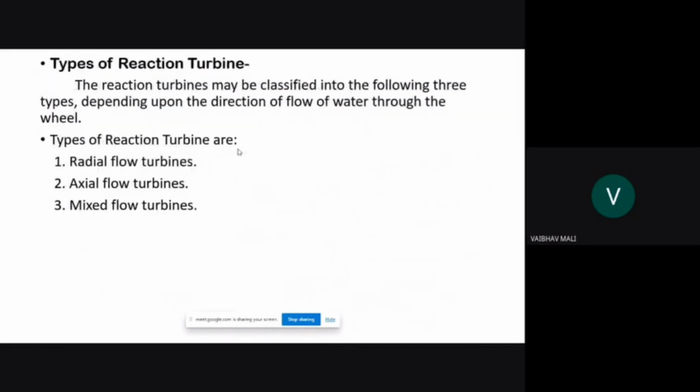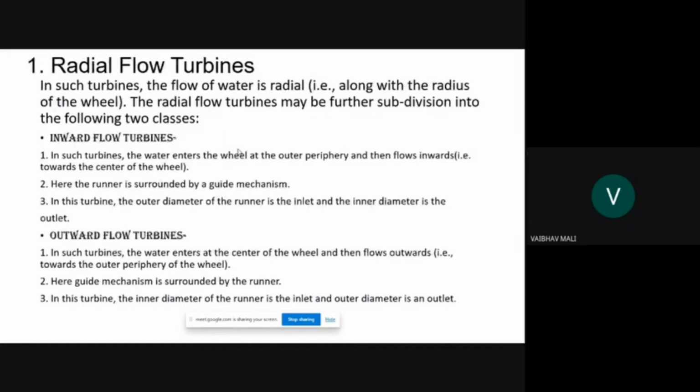So, types of reaction turbine. The reaction turbine may be classified into the following three types: radial flow turbines, axial flow turbines, and mixed flow turbines. In radial flow turbines, the flow of water is radial. There are further two types of radial turbine: inward flow turbine and outward flow turbine.